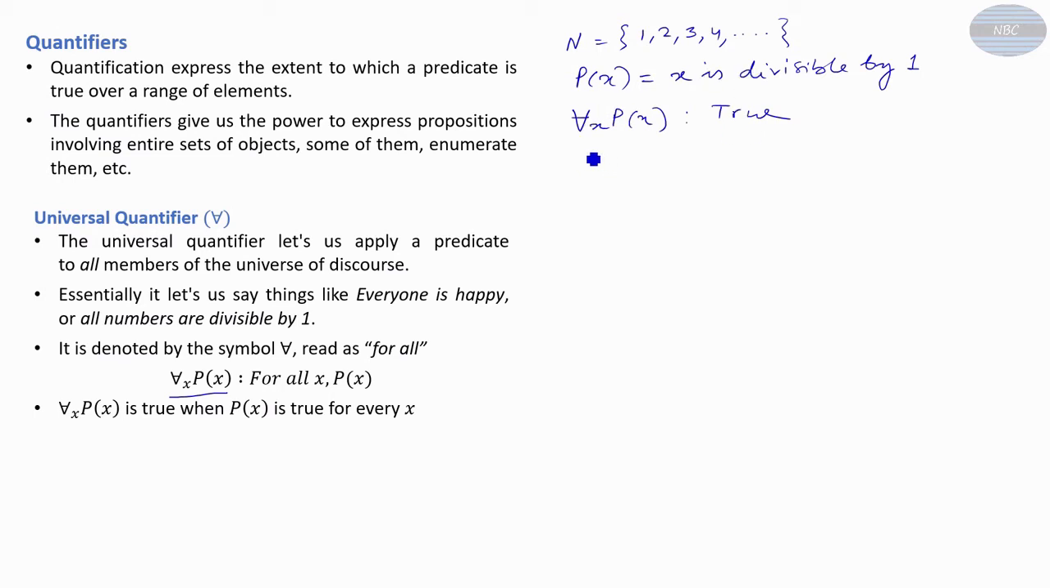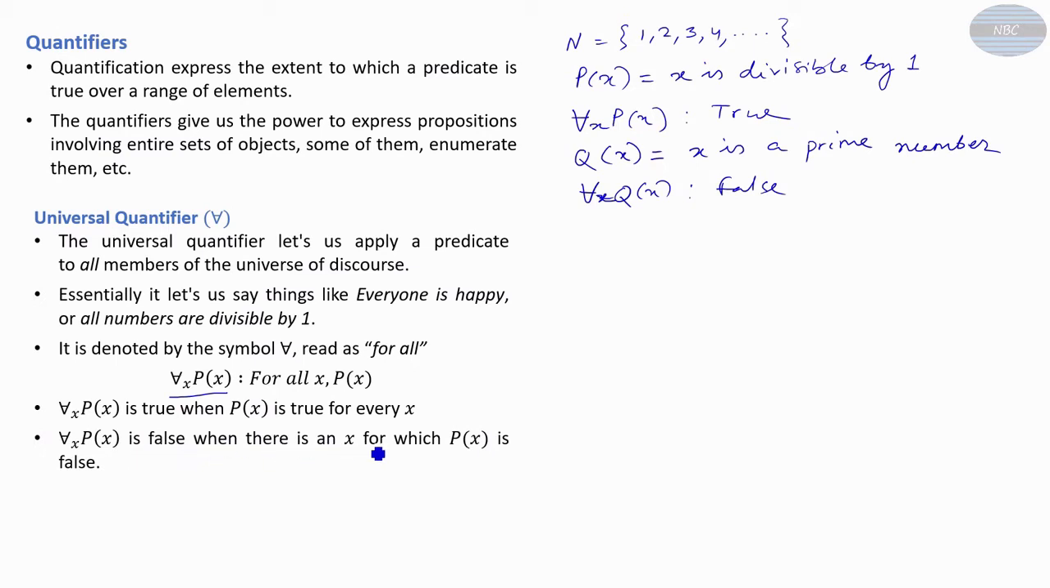Okay, so let's suppose you have another, Q(x): x is a prime number. Then for all x Q(x) will be false, because to make it false we need only one element in N, or in the universe of discourse, for which the predicate is false. Then the entire for all x Q(x) will be false. You know that 1 is not a prime number, so no need to check further. So here for all x Q(x) will be false, where the predicate Q(x) is x is a prime number. Now for all x P(x) is false when there is an x for which P(x) is false.